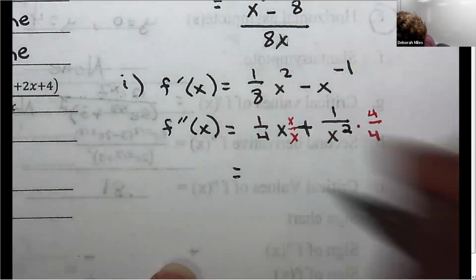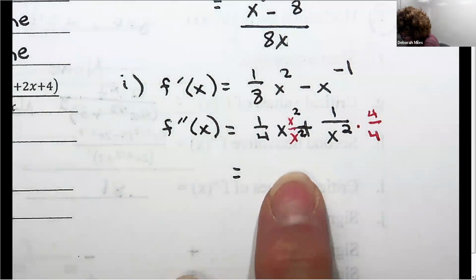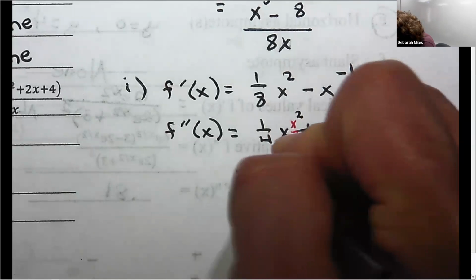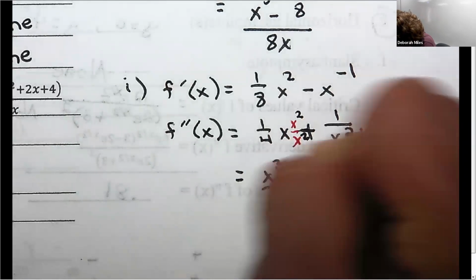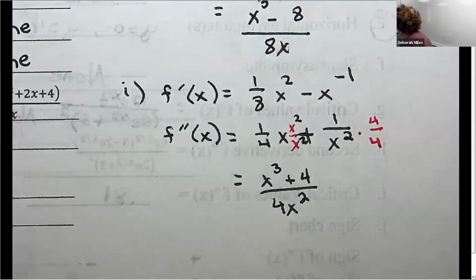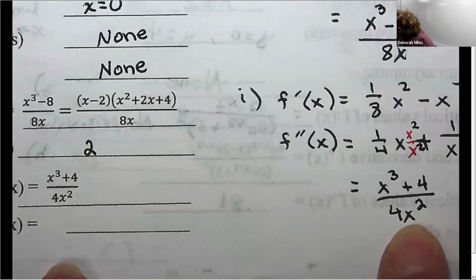That's a single fraction. You would have x squared plus, no, x. I need to multiply that by x squared over x squared. So x cubed plus 4 over 4x squared. All right. The only value that makes that undefined is 0, and 0 can't be a critical number.